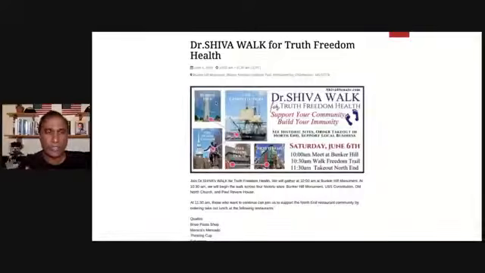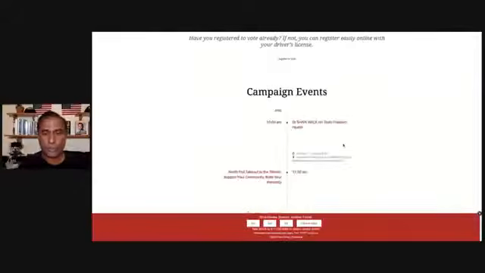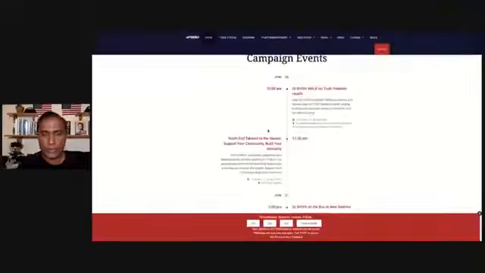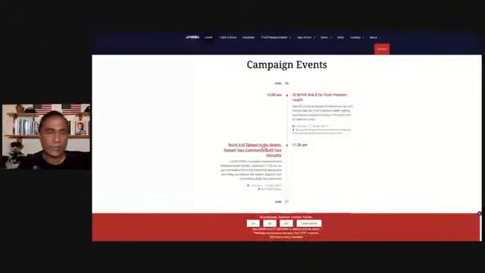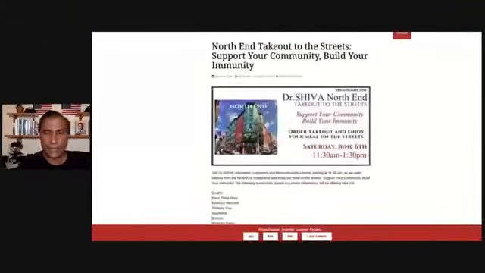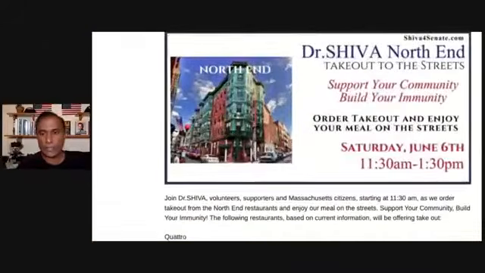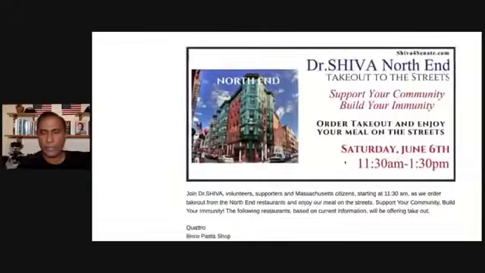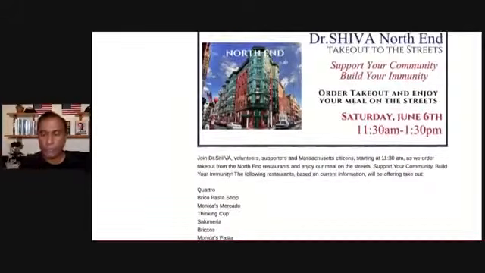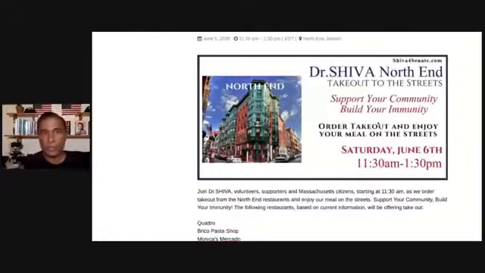And then we're encouraging people to support the local businesses. When we arrive at Paul Revere's house, we've listed some restaurants which are having takeout. The North End is the Italian part of Massachusetts, where we're encouraging people to come and support and order food, takeout, and then take it out to the streets. No one can stop us from eating out on the streets. So that's what we want people to do.